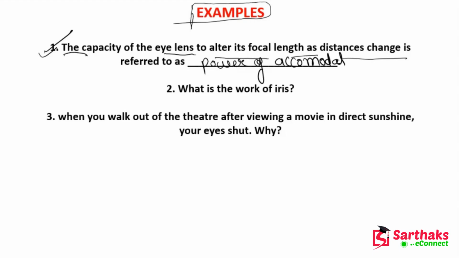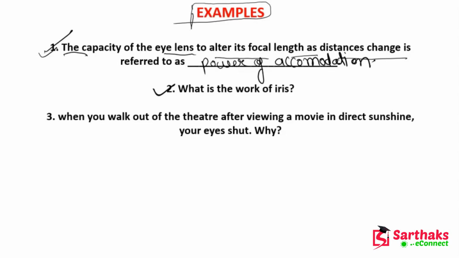Power of accommodation. Okay, this question is very important, because we have to see objects near to us and also objects far from us. So we need an adjustment in our focal length. To alter the focal length of an eye lens is known as the power of accommodation, or the capacity of the eye lens to alter its focal length as distance changes.